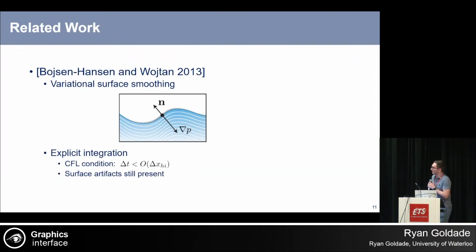Okay, so back to Boyne and Hansen. They worked on this method where they can basically detect where these errors are occurring. They build forces out of this mismatch between the surface and the pressure gradient that the physics solves for. But they still have artifacts in their results, and they also have a steep time step restriction on the order of the high resolution surface, which is not ideal.